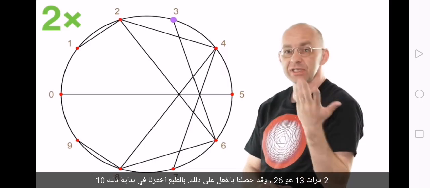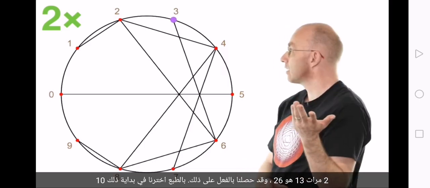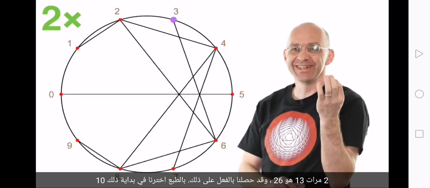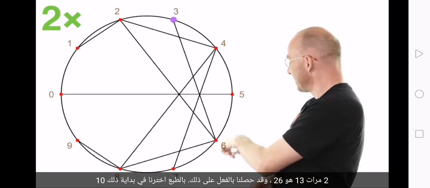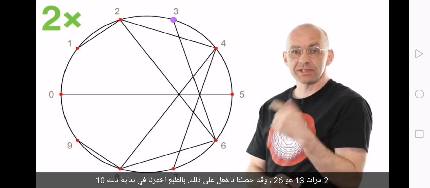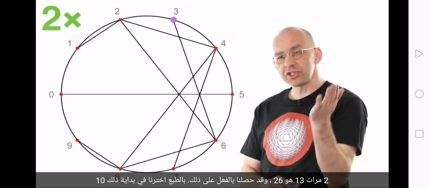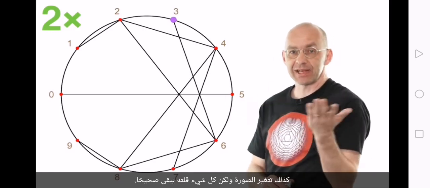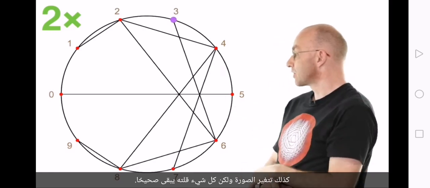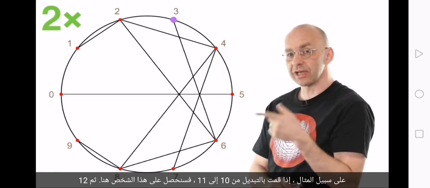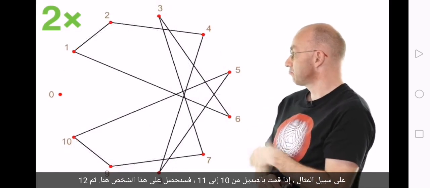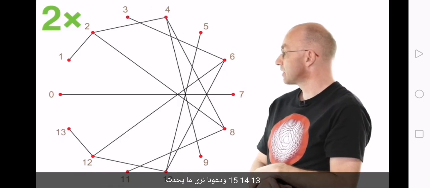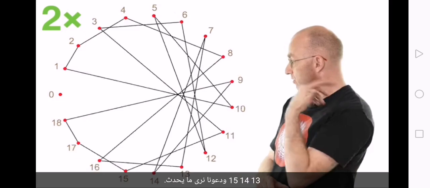And 2 times 13 is? 36. Not quite. 2 times 13 is 26, and we've already got the 6. Of course, we made a choice there at the beginning, that 10. If you change that 10 to anything else, the picture changes, but pretty much everything I said stays the same. So, for example, if we switch from 10 to 11, we get this picture here, and then 12, 13, 14, 15, and let's just see what happens.